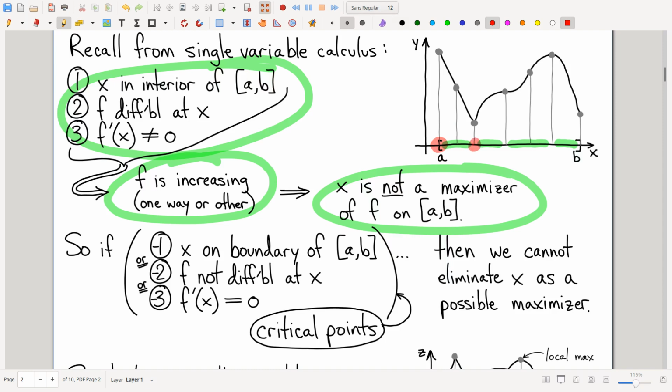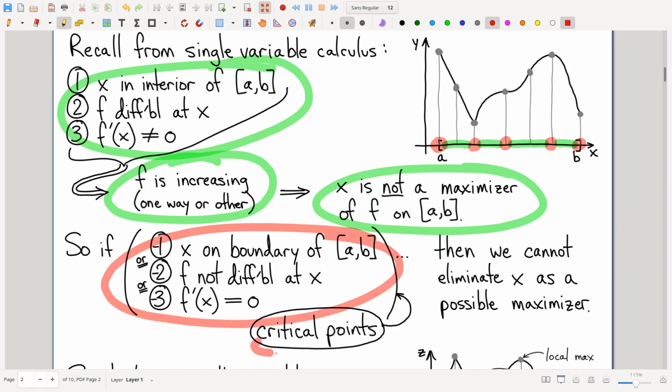Ditto, that point, can't eliminate it. It doesn't satisfy the second condition. The function's not differentiable there. I can't even talk about the derivative. How can I conclude that the function is definitely increasing in some direction or definitely decreasing in some direction? I just don't know that because I don't know anything about how it's changing because the function's not differentiable. Right? Likewise, here the derivative is 0. I don't know what's going on there. Likewise, here the derivative is 0. I don't know what to say about that. And another endpoint. So there are points that I cannot eliminate.